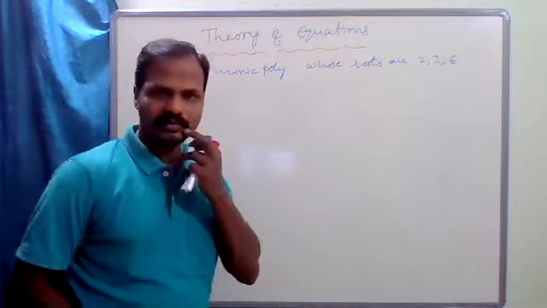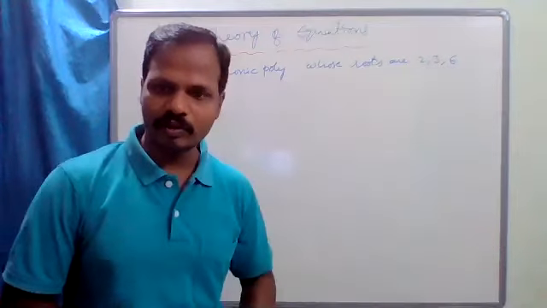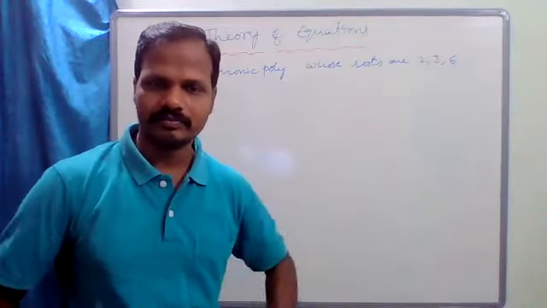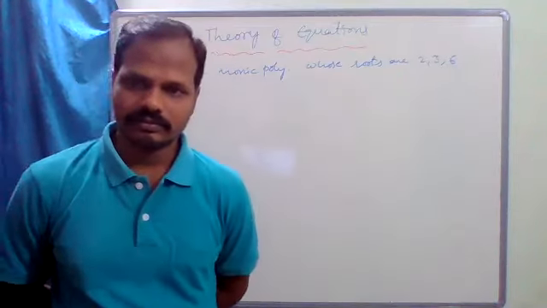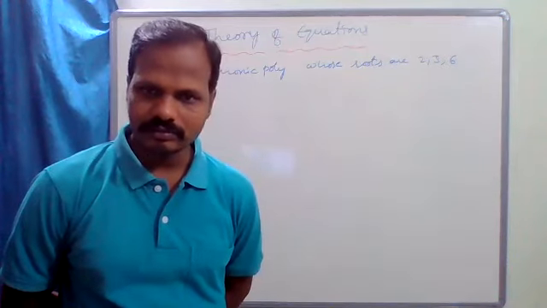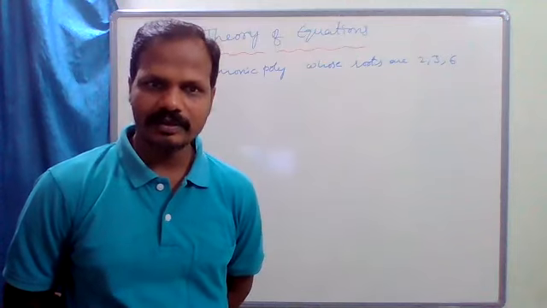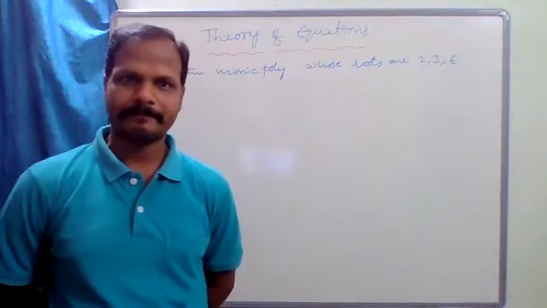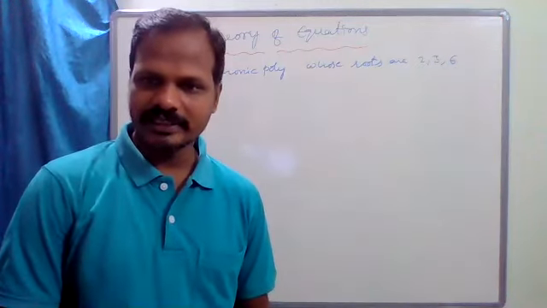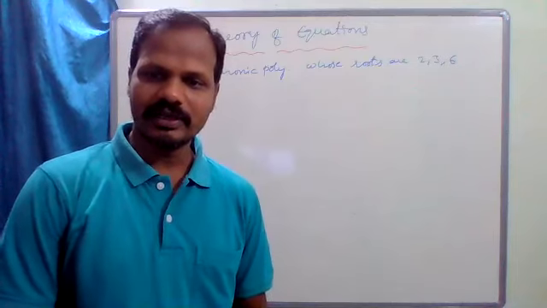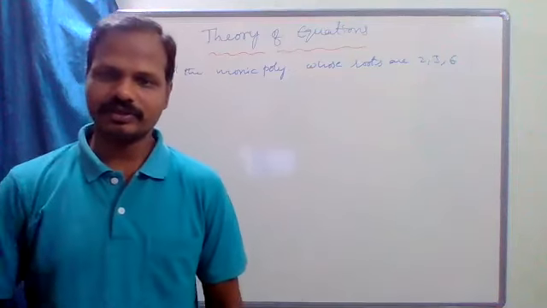What is the meaning of monic polynomial? Give a response, anybody? Degree is 1, then it is called a linear polynomial. Okay, so we will start a new session.